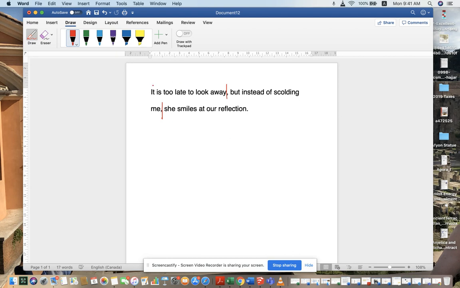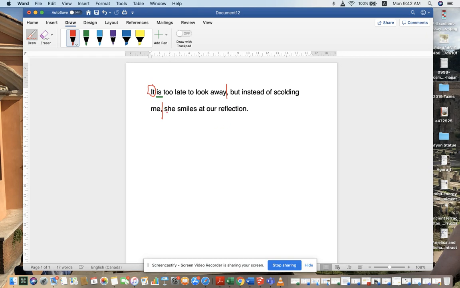It is the subject, at the very beginning. The predicate is "is." Next idea: "instead of scolding me." Typically we would think the subject exists here, but "instead of" is actually a preposition. Sentences that do not have a clear subject but start with a preposition tell us one thing and one thing only: this is a dependent clause. Since it is a dependent clause, it needs an independent clause.